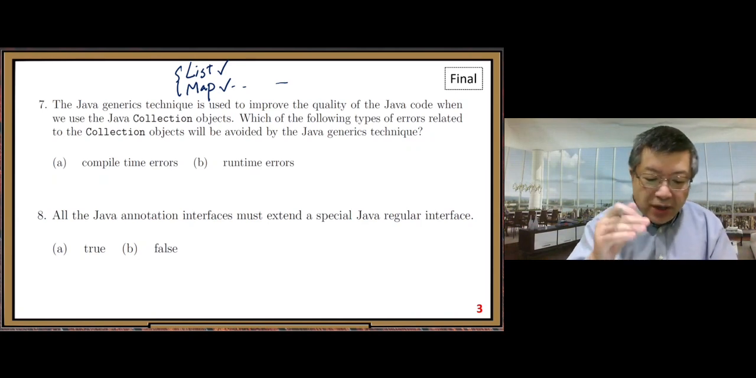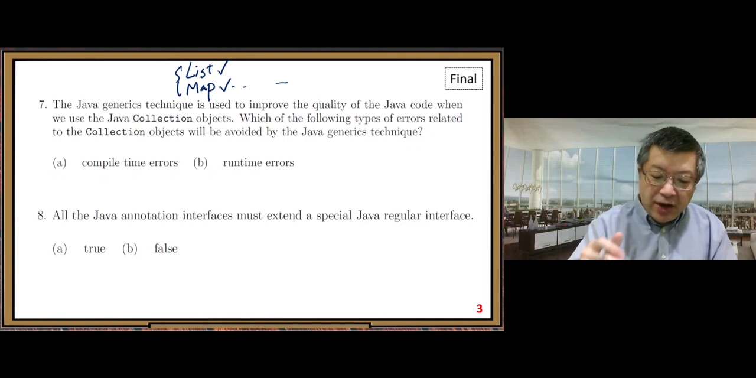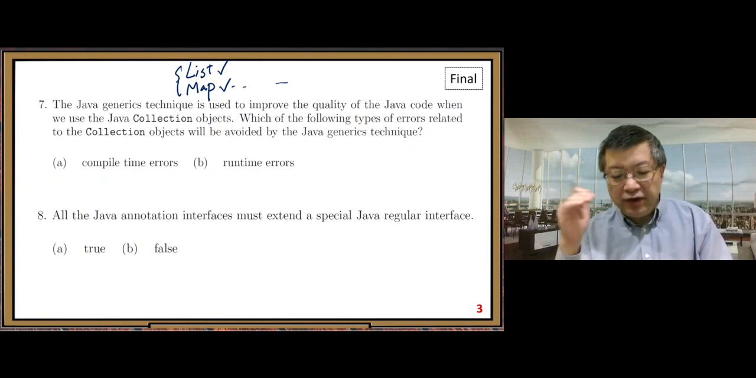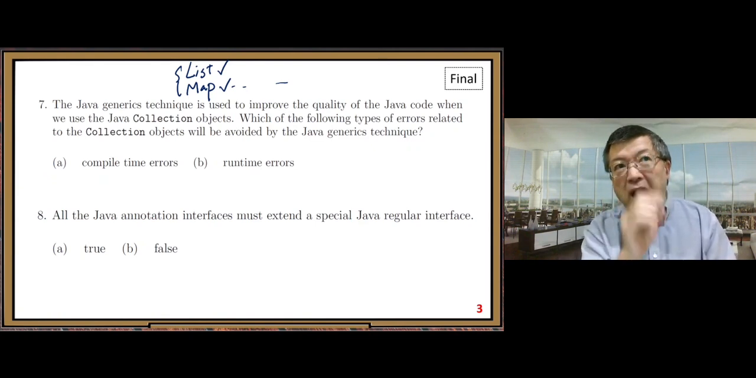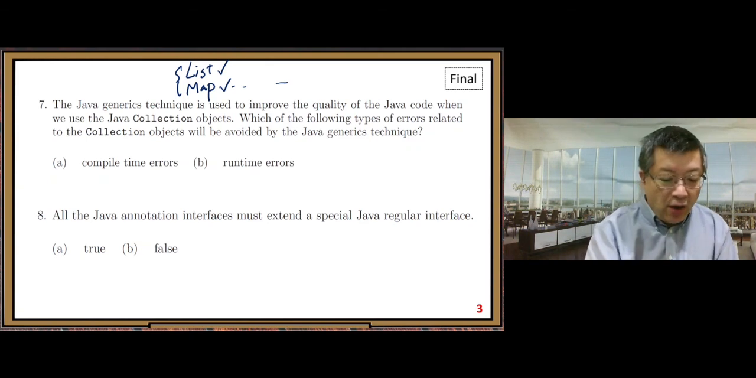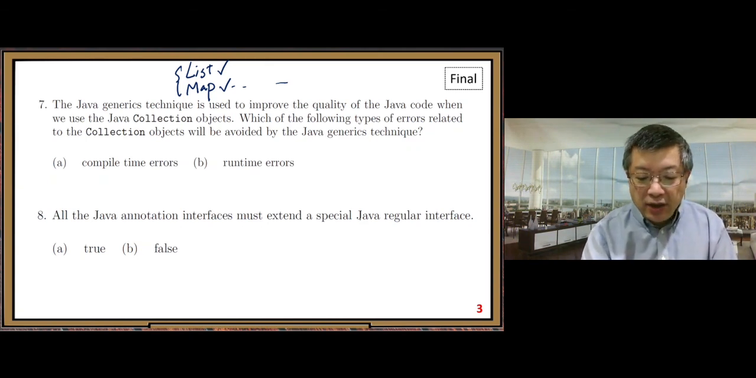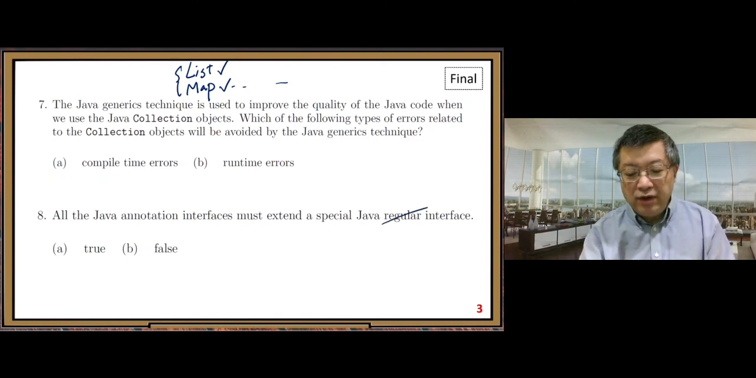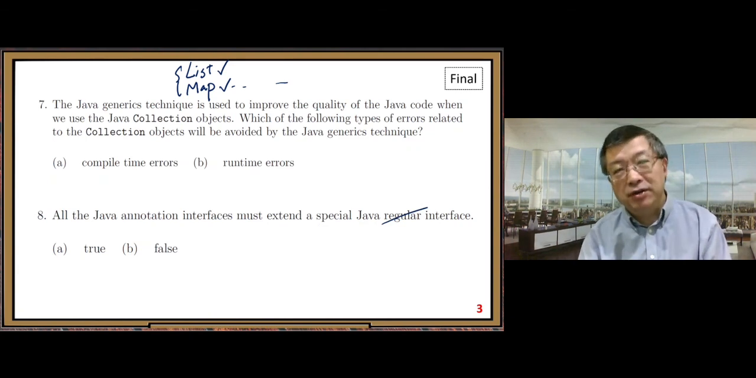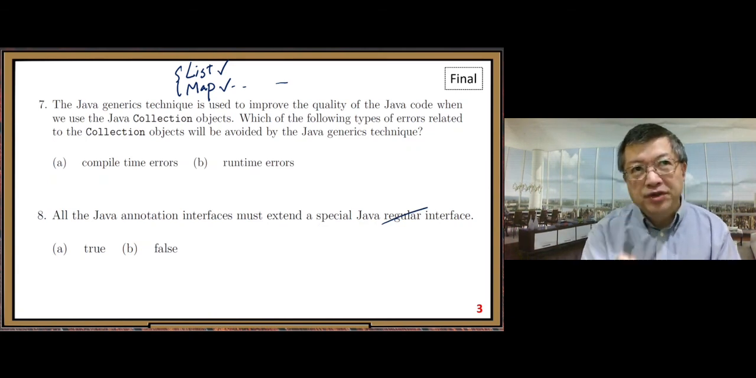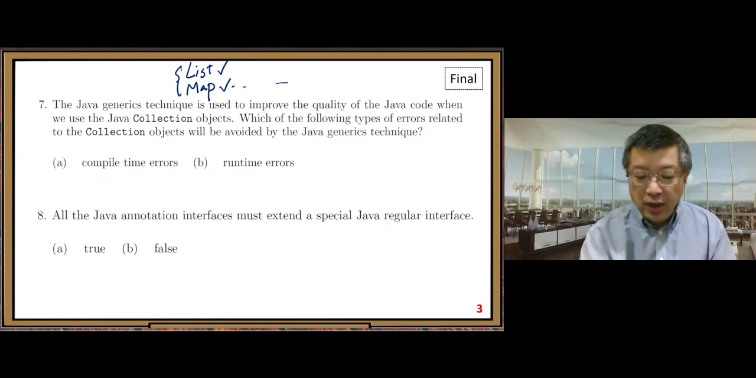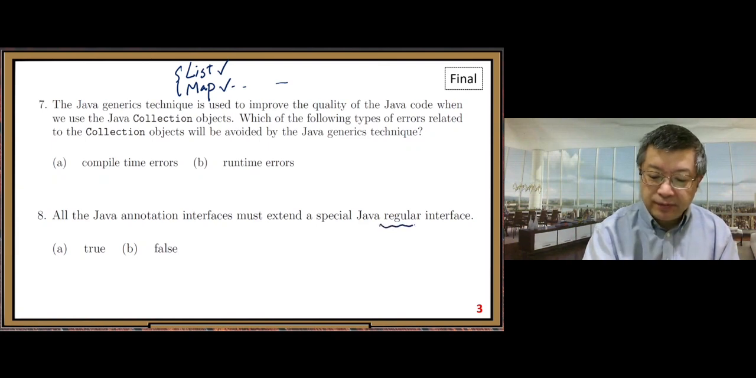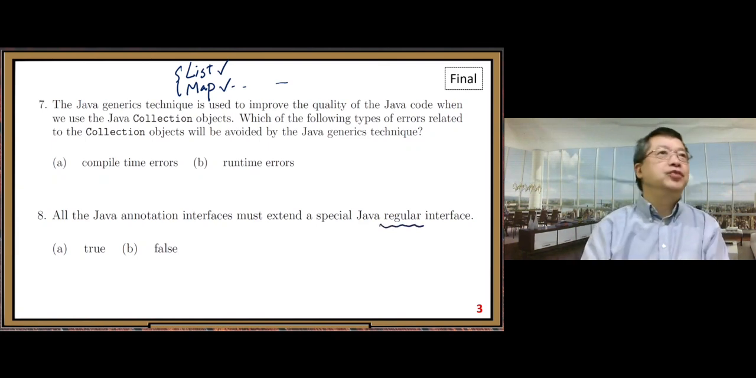The last question of the part 1 video: all the Java annotation interfaces must extend a special Java regular interface. I gave you a similar question before, but here I changed it a little bit. The old question said all Java annotations must extend a special Java annotation interface. But here, do not confuse this one with that old one. Here, I changed that annotation interface to regular interface. True or false.